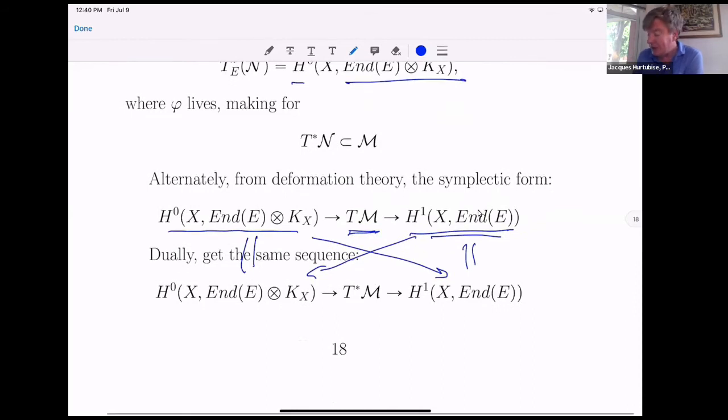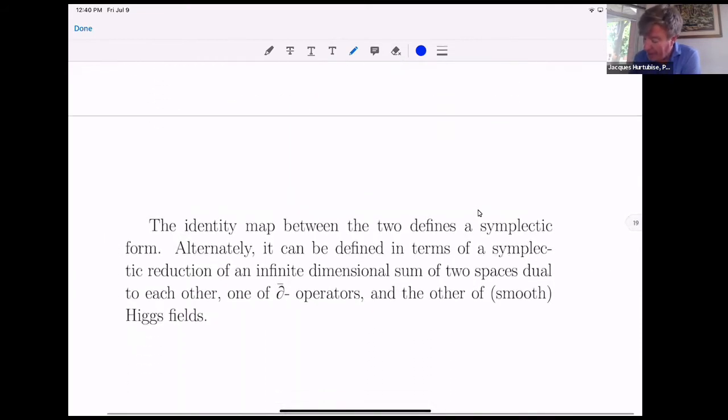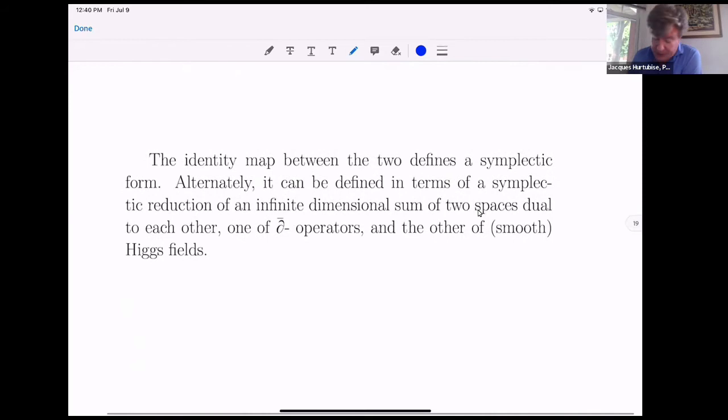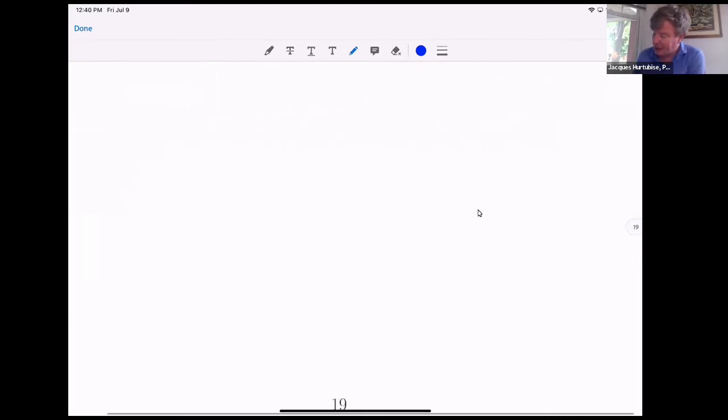So it has a symplectic structure. Alternately, you could do it starting in a space of infinite dimensional spaces where you're just dealing with a sum of two spaces. One is the d-bar operators, and the other is the smooth Higgs fields. And you've got it. Your moduli space is formally a reduction by the action of the gauge group.